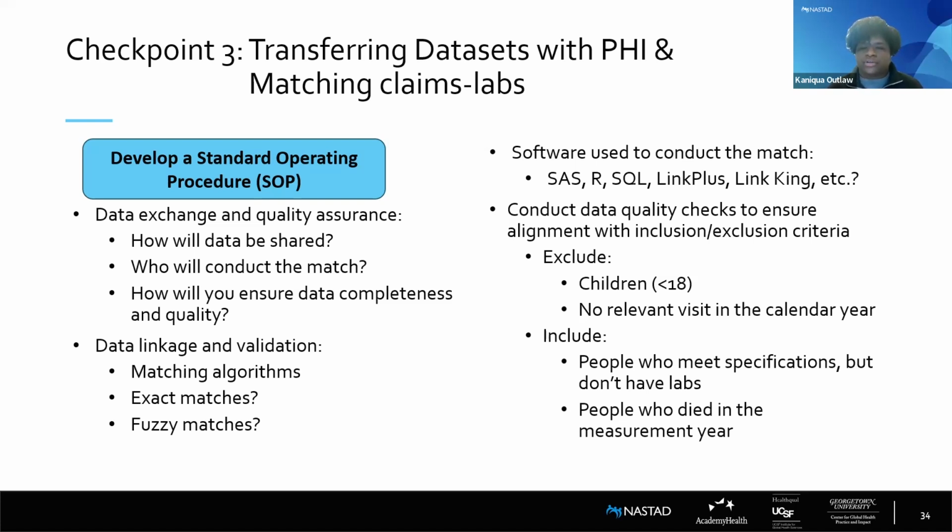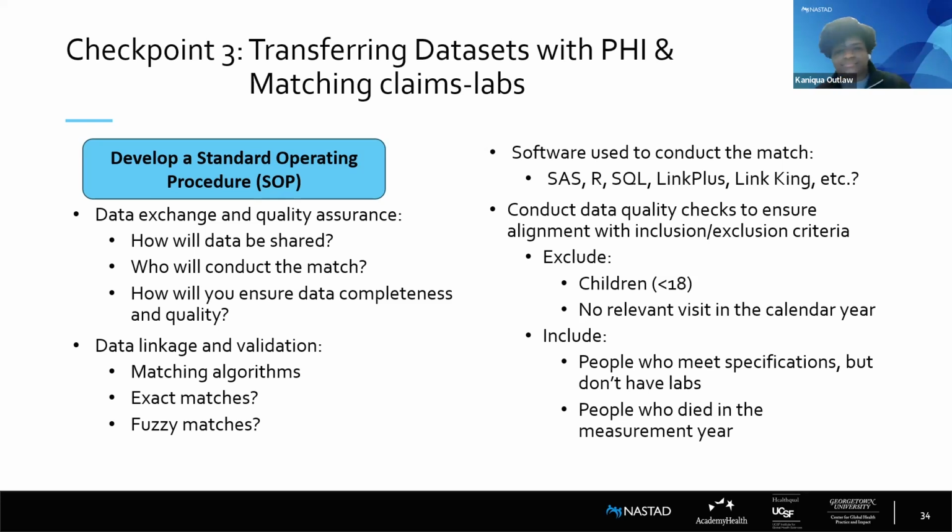It's also really important here to conduct those data quality checks. So you've got the data sharing agreement in place, you've done the transfer, and you're starting to match that data, and you're getting closer to actually doing the calculation for the measure. Are you making sure that those data quality checks are in alignment with the technical specifications? So for instance, this might mean excluding people under the age of 18 or people who have not had a relevant visit within the calendar year. On the other hand, this would also include keeping people who meet specifications but don't have labs, or people who might have died within the measurement year. And those are just some examples of making sure that you are aligning your results with those criteria.